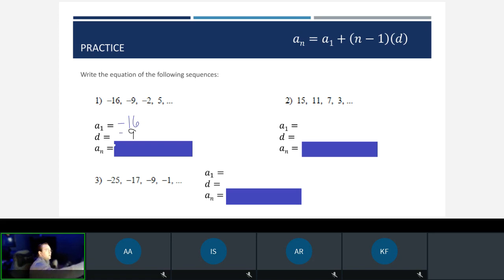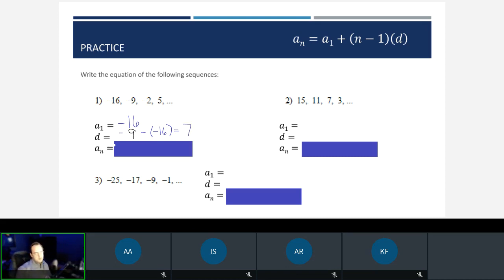So it is -9 minus the previous. Okay, and then -9 minus -16. So these become a positive. So -9 plus 16 is what? 7. Yep. You guys said that long ago.